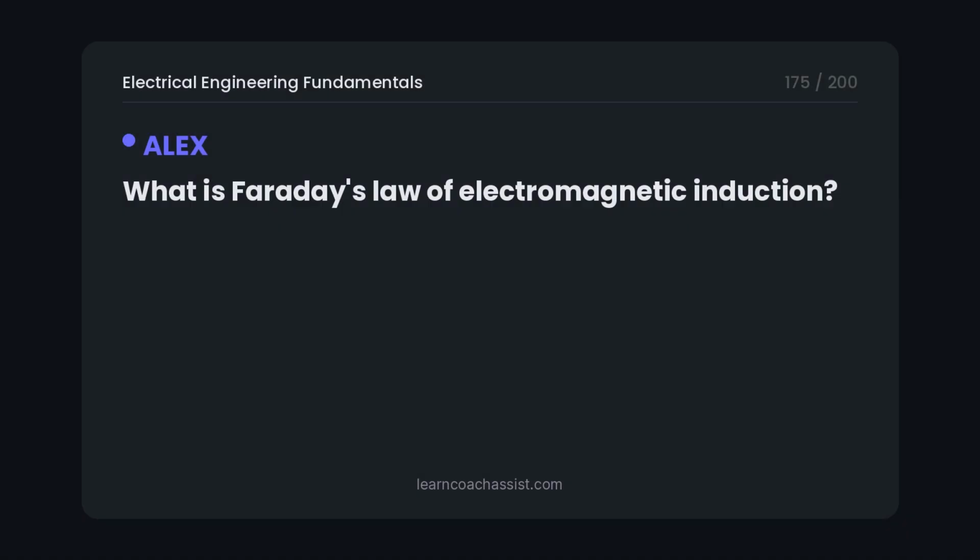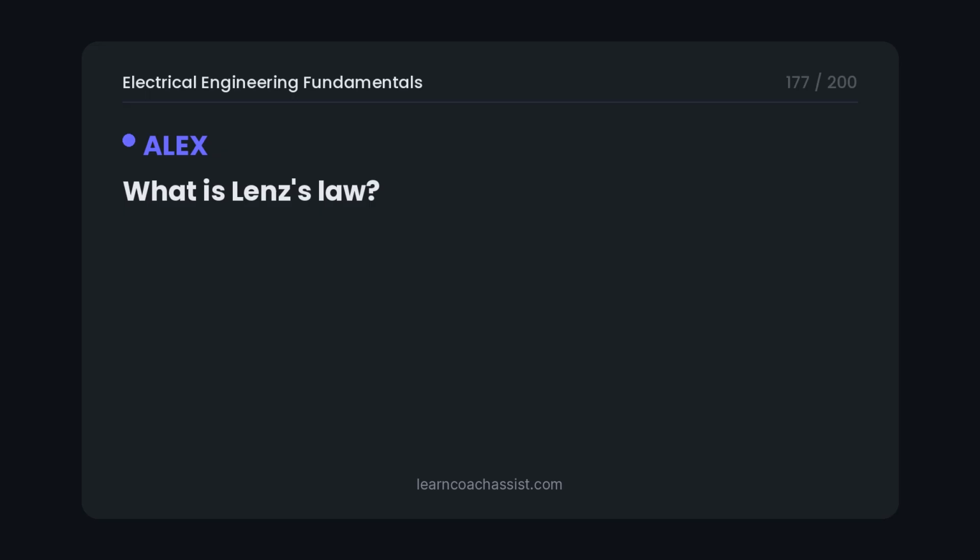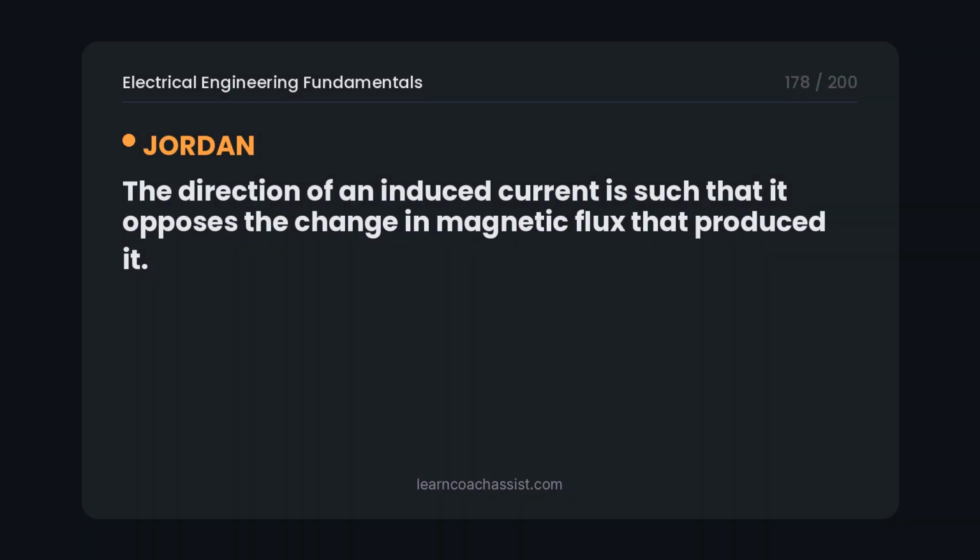What is Faraday's law of electromagnetic induction? A changing magnetic flux through a loop induces an EMF, epsilon equals -dΦ_B/dt. The negative sign reflects Lenz's law. What is Lenz's law? The direction of an induced current is such that it opposes the change in magnetic flux that produced it.